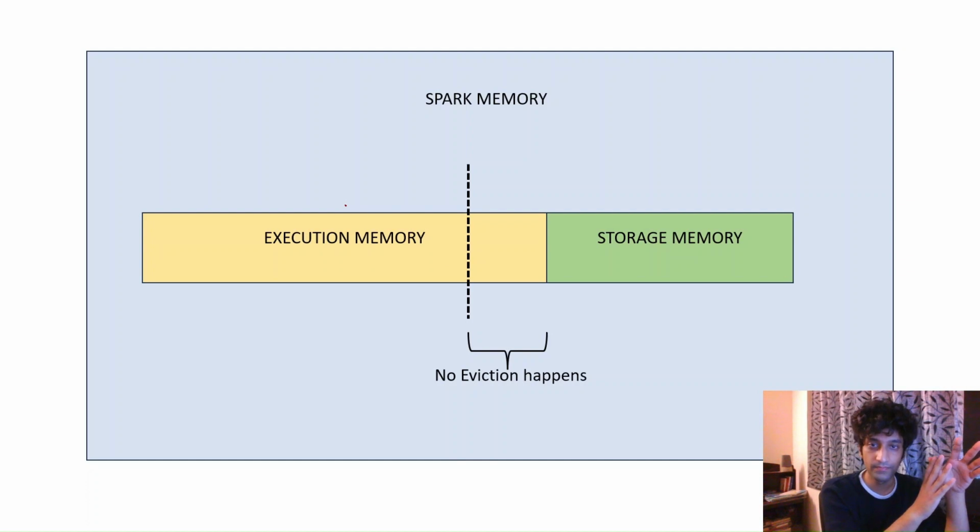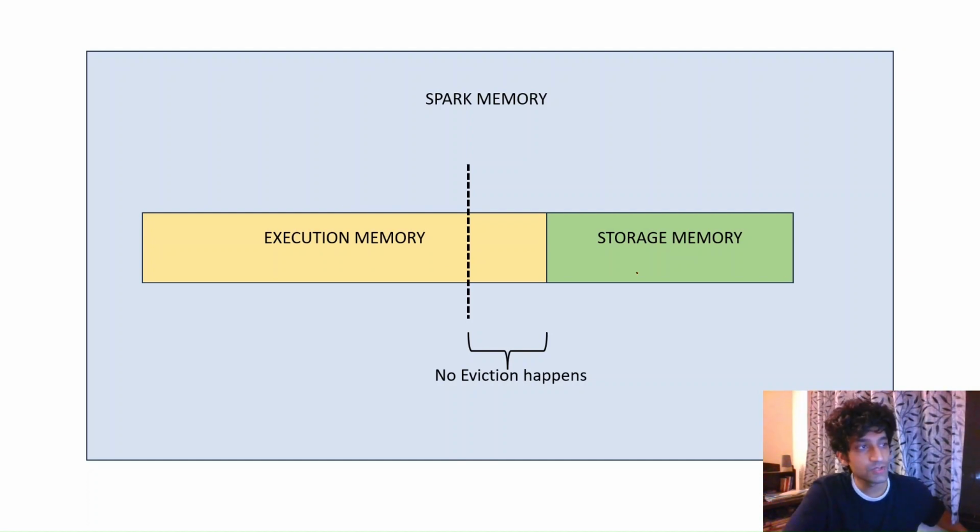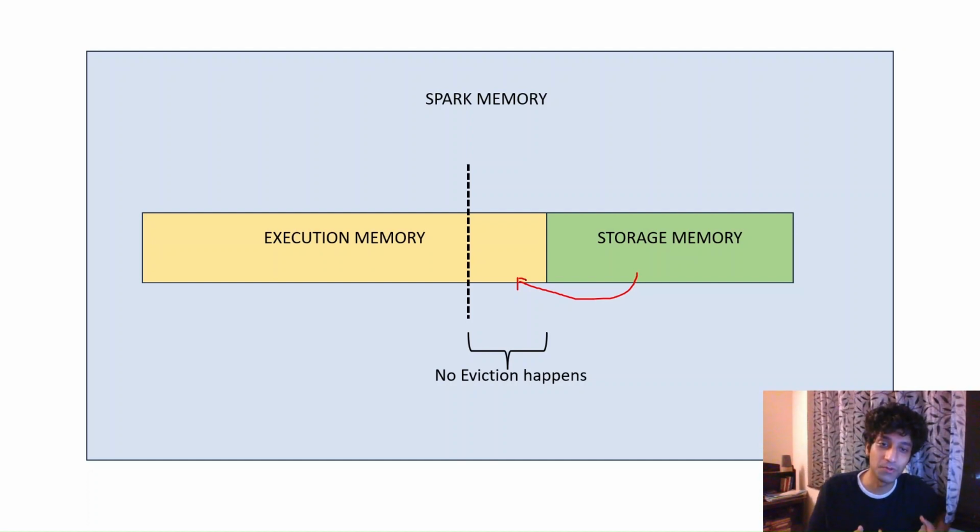at the time, and then storage memory comes and says, hey, you took my memory, I want it back. In this case, the storage memory has to wait. No eviction happens, the memory is not freed on request, because execution memory says, hey, I'm executing right now, I can't give you this memory back, just give me some time. So it has to wait for the execution memory to perform its operations, and then it will free up and give it back to storage memory.